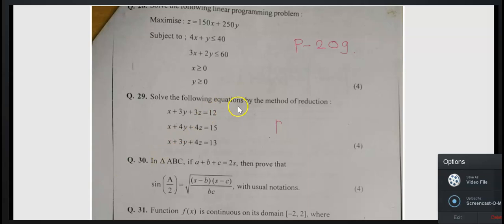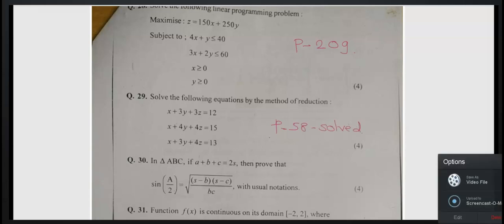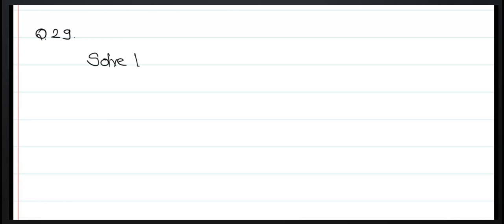Solve the following equations by the method of reduction: x + 3y + 3z = 12, x + 4y + 4z = 15, x + 3y + 4z = 13, by using the reduction method. It is on page number 58 and it is a solved question which is asked as the last question. It is for 4 marks.